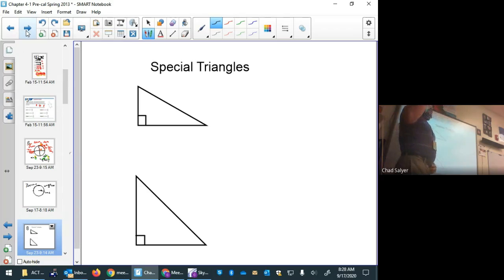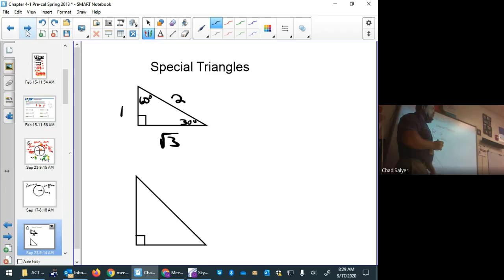Special triangles. So there are 2 special triangles that are important to us in this section. They are the 30-degree, 60-degree, 90-degree triangle, which has the ratio of 1 to 2 to the square root of 3. So opposite the 30-degree side is 1 unit. Opposite the 60-degree side is the square root of 3 units. And opposite the right angle is 2 units. So this ratio will always exist in a 30, 60, 90 triangle.